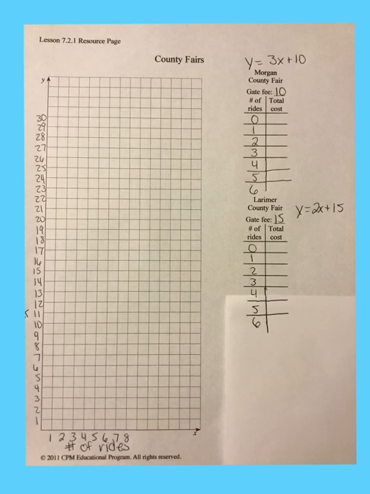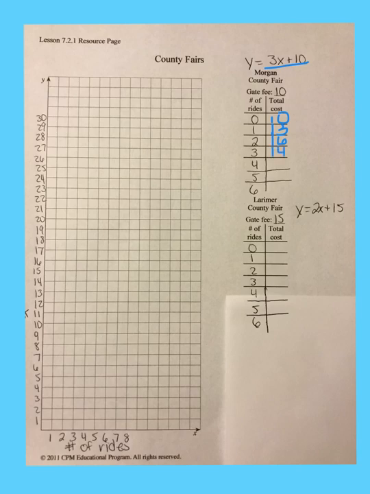So at the top of the resource page, I have put the equation in for the Morgan County Fair. So it's $10 to get in the gate and then $3 per ride. So if she rides 0 rides, the cost will be $10. If she rides 1 ride, 3 times 1 is 3 plus 10 is 13. If she rides 2 rides, that would be 16, because 2 times 3 is 6. And 3 times 3 is 9 plus 10 is 19.